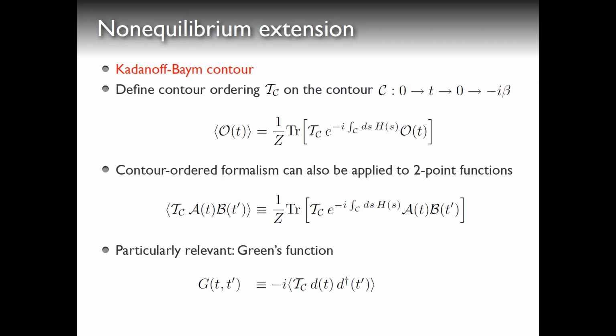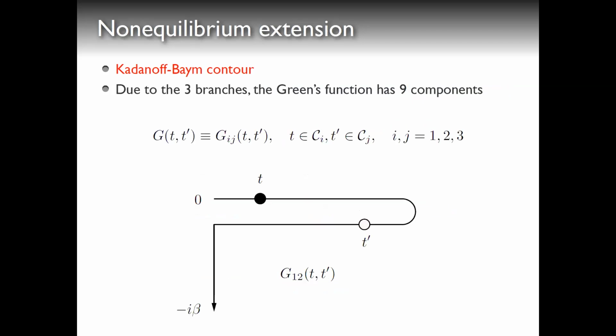And the two-point function which is particularly relevant for us is the Green's function, which is now the contour-ordered expectation value of d dagger and d, where d is the impurity model annihilation operator. Now, because the creation and annihilation operators can be on three branches, we have in principle 9 components in our Green's function, and they indeed can be different.